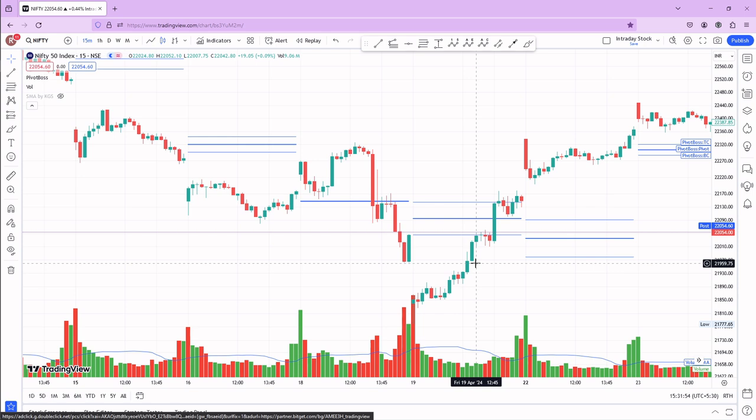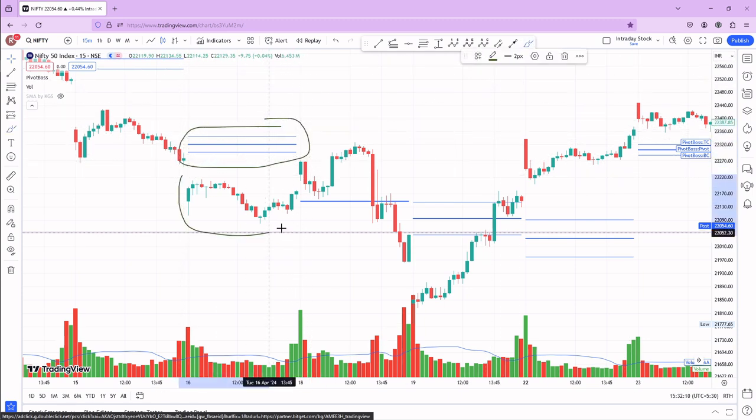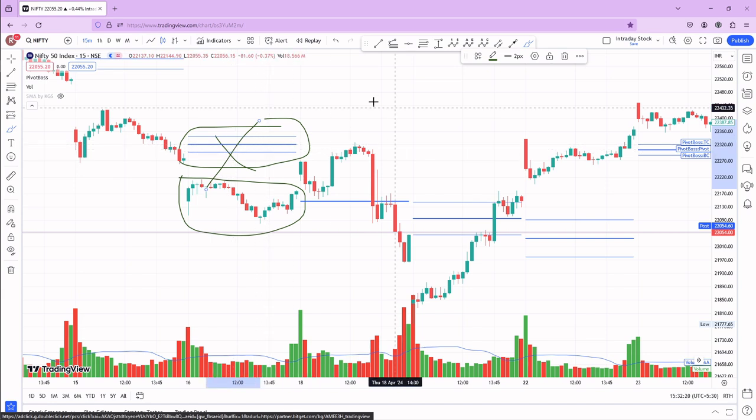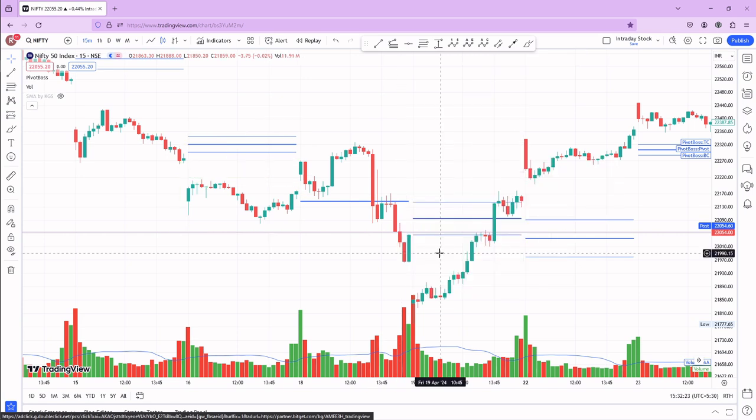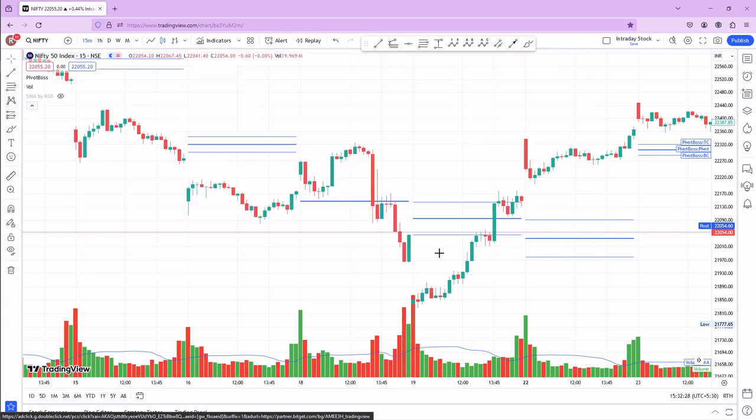There is a concept called virgin CPR. What is virgin CPR? If the particular day's CPR is not touched, that means this is CPR, correct? Did any of the candles touch the CPR? No. If there is no touch of the candles at the CPR, then that CPR is called virgin CPR. As you have just mentioned CPR pivot range, you have not mentioned CPR along with floor pivots or CPR along with Camarilla pivots.